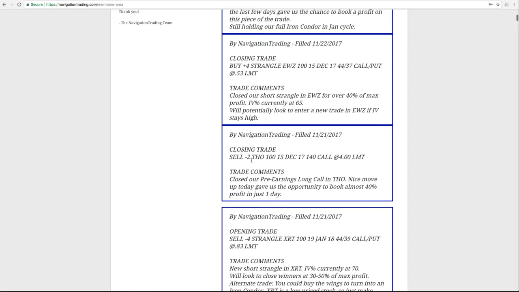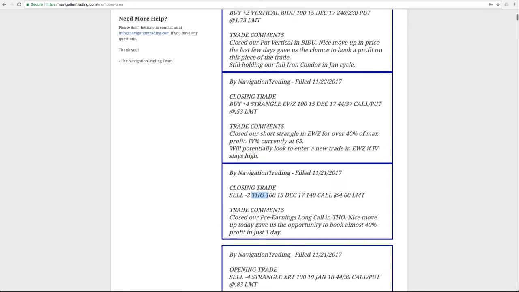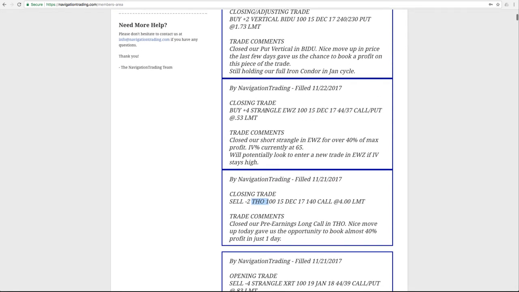Next trade was the closing trade in THO, which I already went over. And then the next one we had a closing trade in EWZ. So implied volatility was still at 65 when we took this off, but we booked a nice profit of over 40% of max profit.